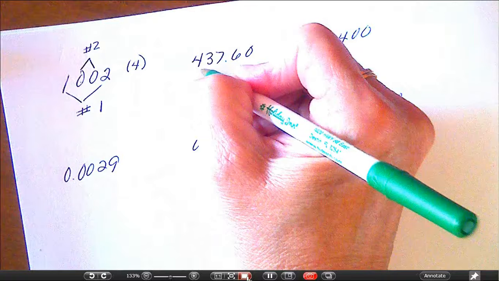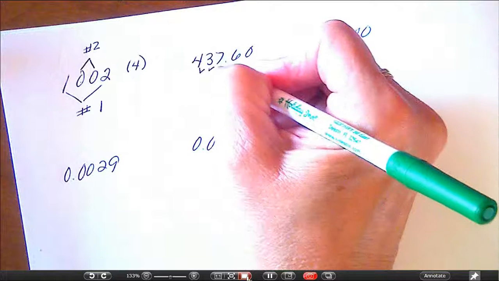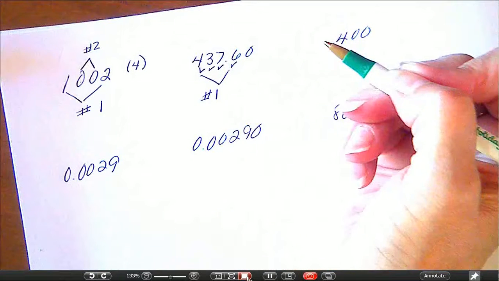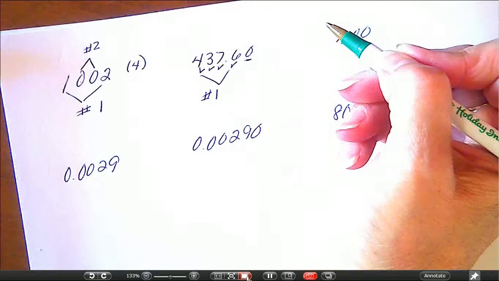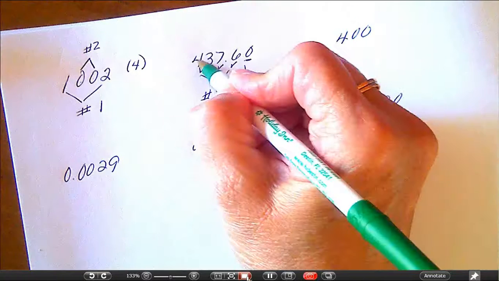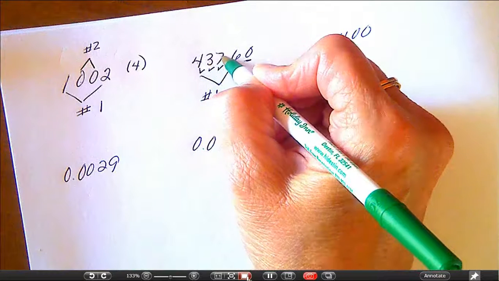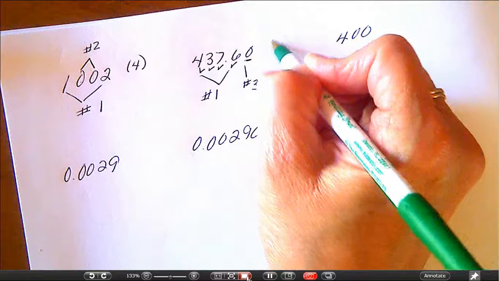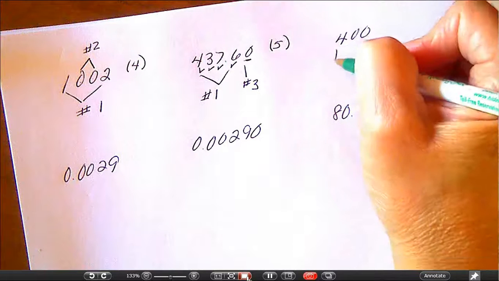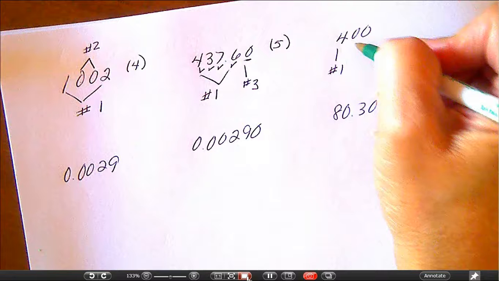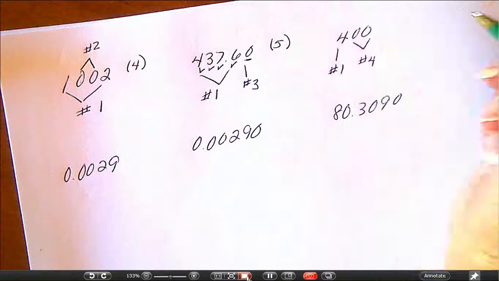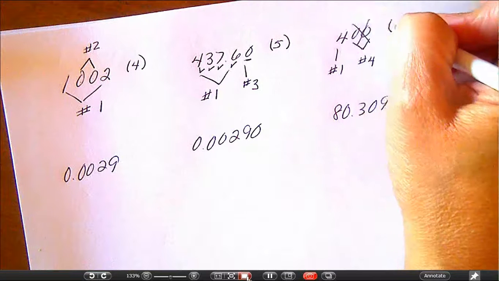437.60. 4, 3, 7, and 6 all count because of rule number 1. The 0 is the final 0 behind the decimal, so it counts because of rule number 3. 1, 2, 3, 4, 5. 5 sig digs. 400, again, rule number 1, but this time the zeros are placeholders, which makes it rule number 4. They don't count, so we have 1 sig dig.